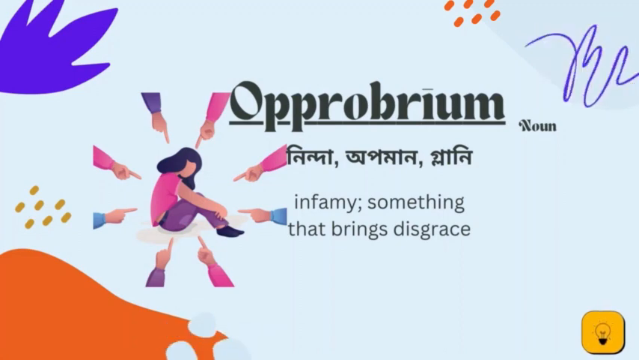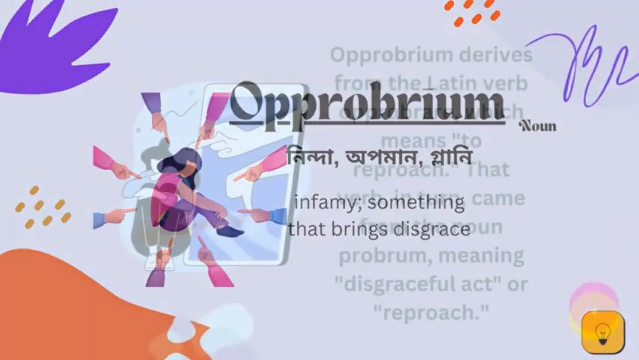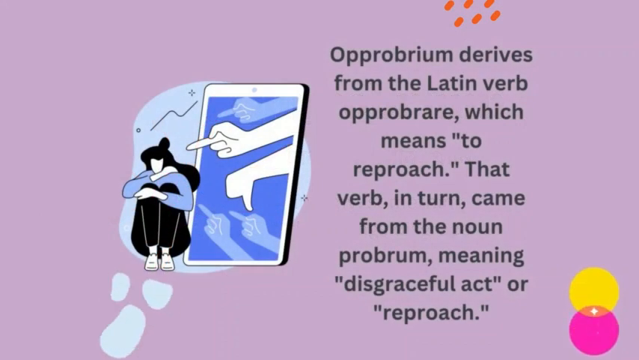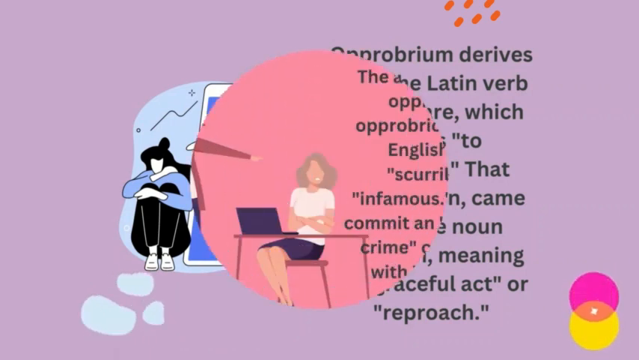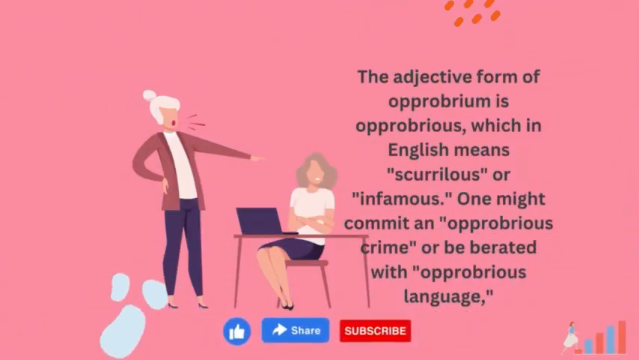Something that brings disgrace. Opprobrium derives from the Latin verb opprobere, which means to reproach. That verb, in turn, came from the noun probrum, meaning disgraceful act or reproach. The adjective form of opprobrium is opprobrious, which in English means scurrilous or infamous. One might commit an opprobrious crime or be berated with opprobrious language.